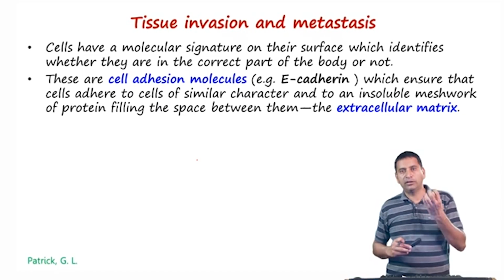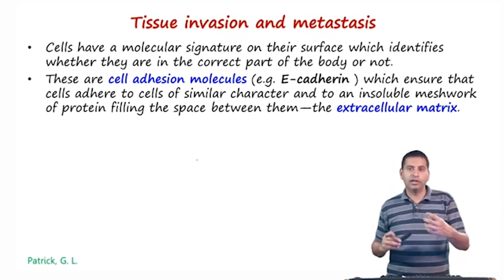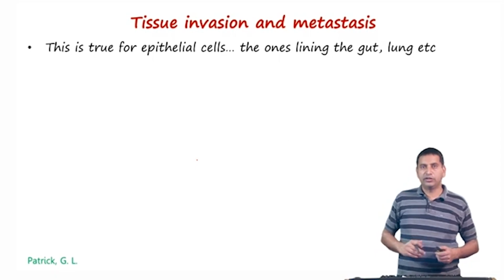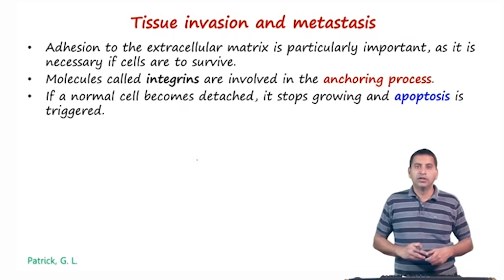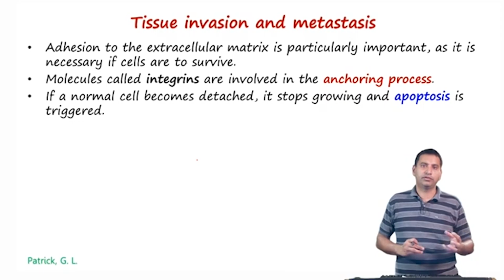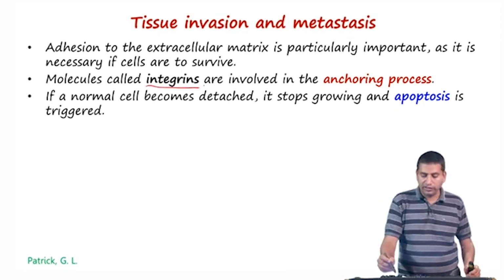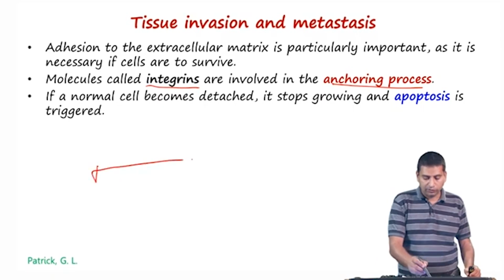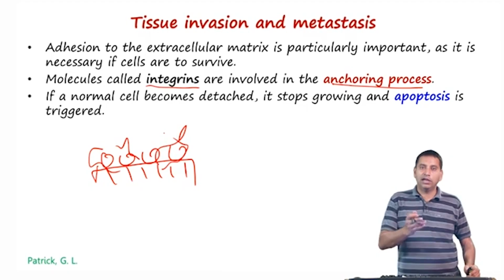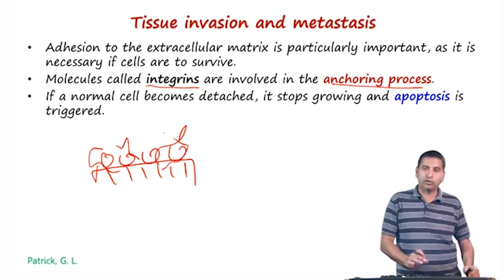These help cells adhere to cells of similar character, and they form an insoluble meshwork of protein filling the space between them, known as the extracellular matrix. This is true for epithelial cells, that is, the ones lining the gut, lung, etc. Adhesion to the extracellular matrix is particularly important because it is necessary if the cell has to survive. Here there are molecules known as integrins which are involved in the anchoring process. So you have cells which are anchored to a surface, and then there is an intricate mesh of E-cadherin that is formed.